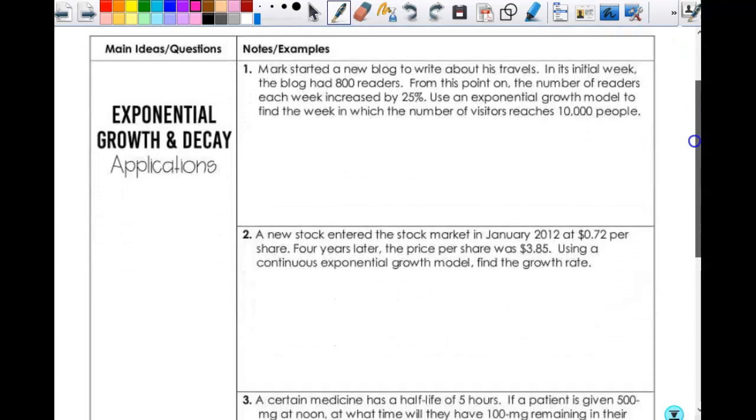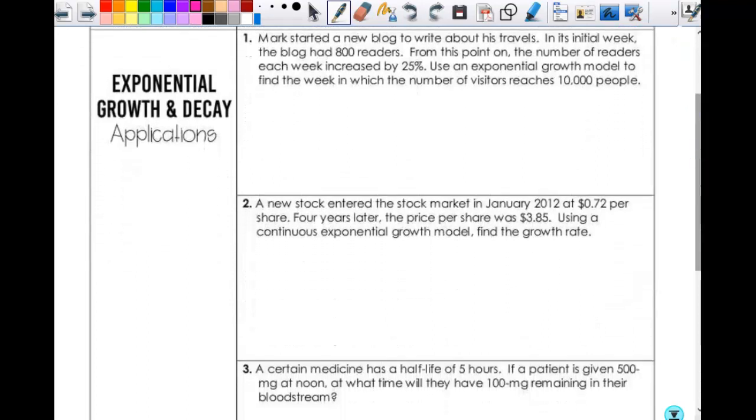These questions look very much like what we did before, but they're not exactly the same. So this says Mark started a new blog to write about his travels. In its initial week, the blog had 800 readers. From this point on, the number of readers each week increased by 25%. Use an exponential growth model to find the week in which the number of visitors reaches 10,000 people.